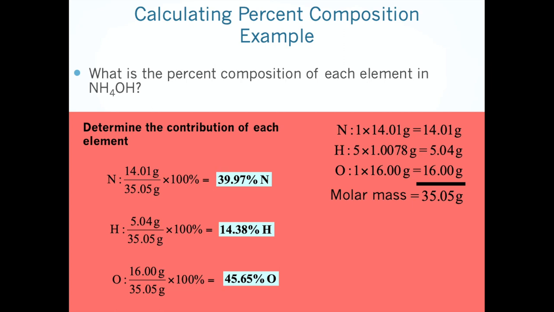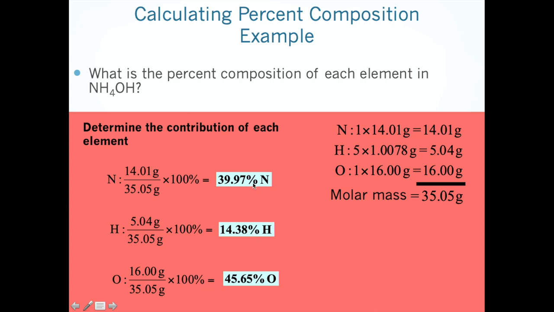So if I had a sample of ammonium hydroxide and I put it into my mass spectrometer, it would tell me, oh, you've got about 40% nitrogen, 14 point whatever percent hydrogen, and 45.65% oxygen. That would be the data it would give me. So if I didn't know that I had ammonium hydroxide, I could use that information to figure out what I had.